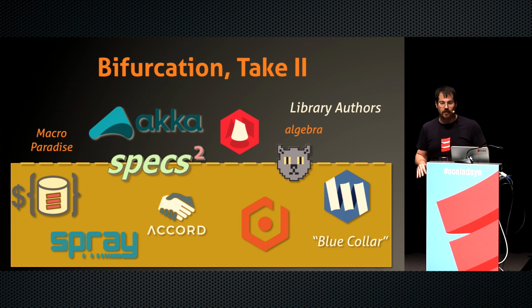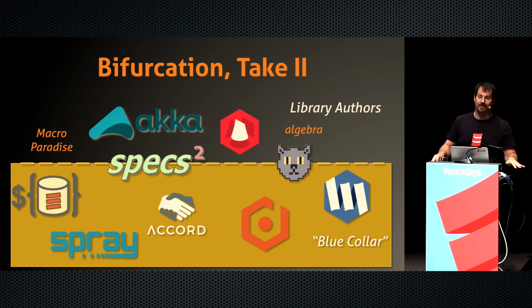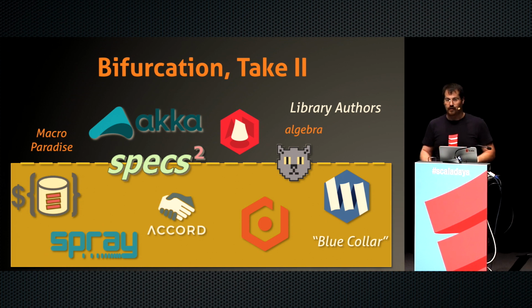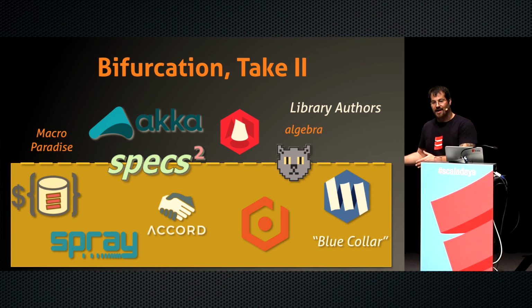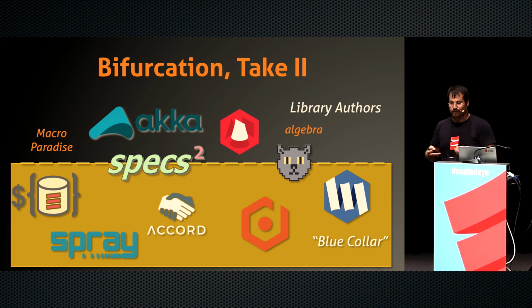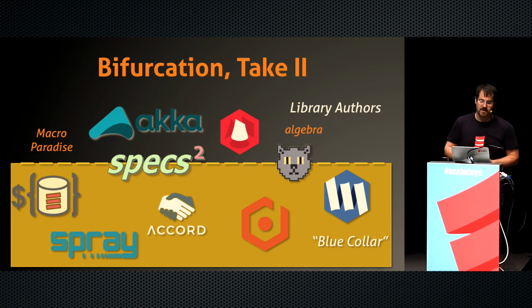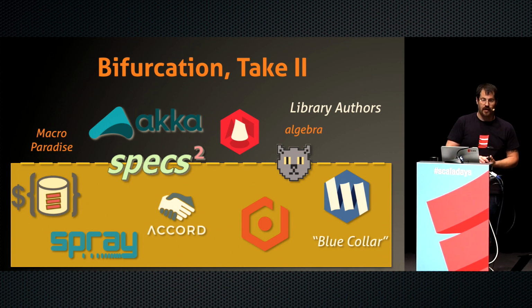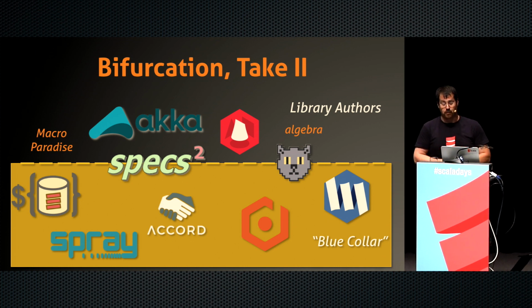And that's irrespective of the functional or object-oriented style of these libraries. So you actually have many different axes of division or bifurcation within the Scala ecosystem, and I would argue that that is a good thing. But more crucially, this also causes some challenges.